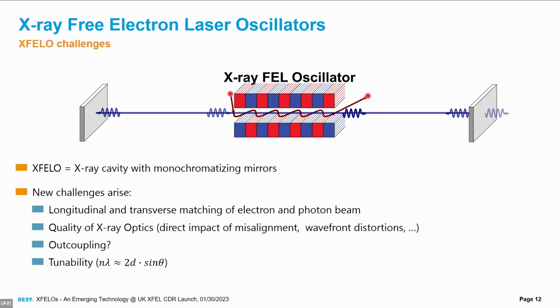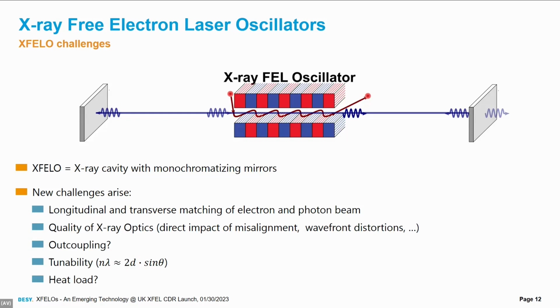Then there's the tunability. A major advantage of FELs is this high range of tunability. But now looking at Bragg's law, you basically couple your wavelengths to your incident angle. So if you want to make this thing tunable, you may have to make your crystals tunable. And this adds a lot of mechanical complexity to the system.